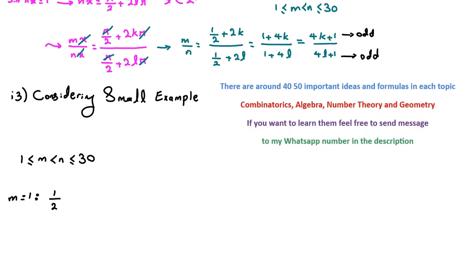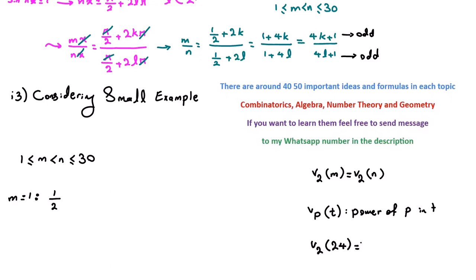So the power of 2 in m and the power of 2 in n should be equal. Let me show you the symbol: v2 of m equals v2 of n. vp of a number, for example t, is the power of p in t. For example, what is v2 of 24? If you prime factorize, 24 is 2 cubed times 3, so the power of 2 is 3, and v2 is 3. Now we can conclude, because it is odd over odd, that v2 of m equals v2 of n.